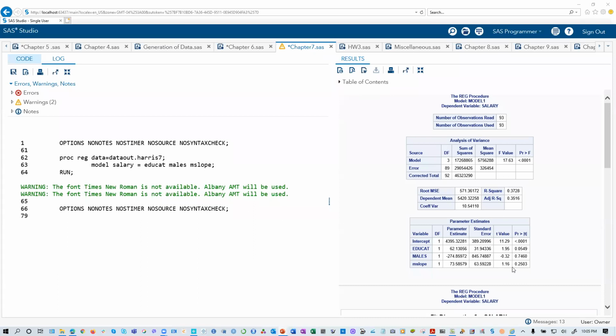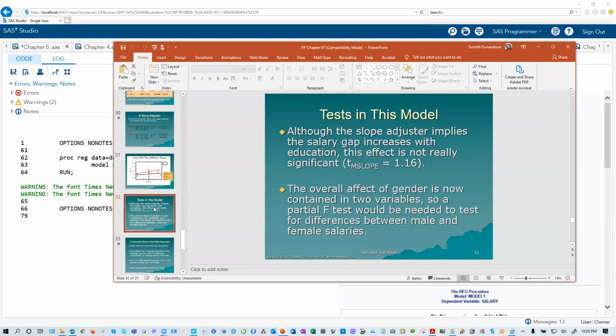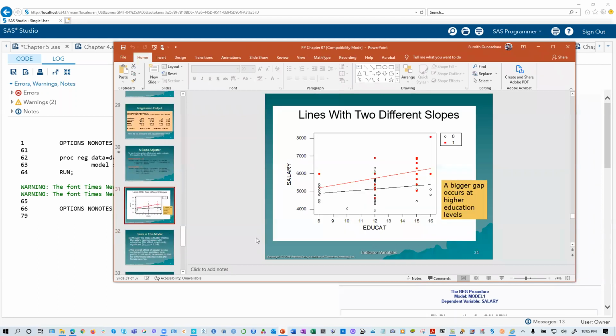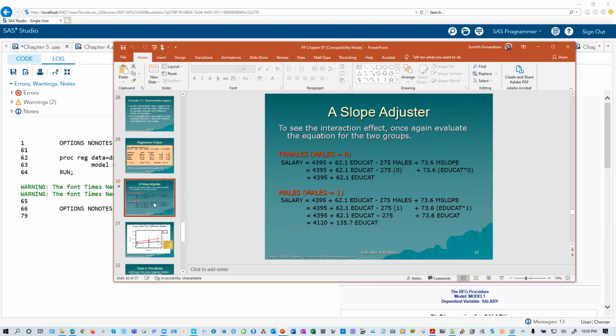Go ahead and check this one. See this p-value. This p-value means whether this interaction term is important or not. But look at what they say over here. This is the graph you saw. They call it the slope adjuster for this one. See, the slope has been adjusted to see the interaction effect. Once again, evaluate the equation for the two groups. The slope is not the same, different rates, different rates.